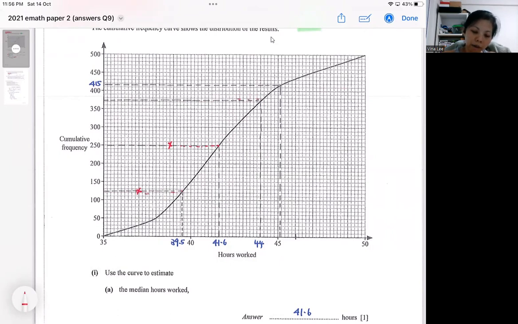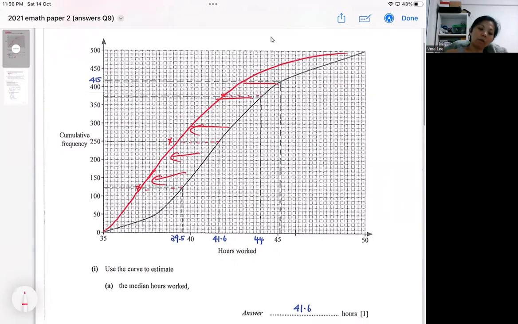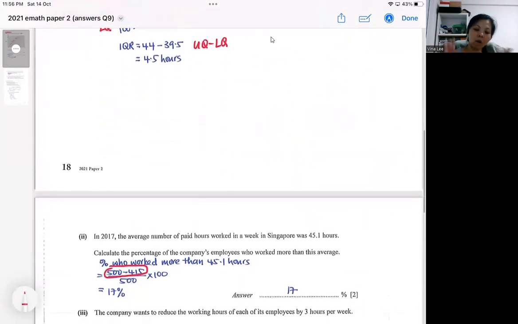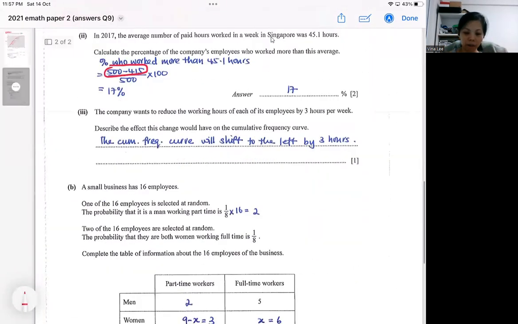So in fact, everyone will shift horizontally. It will shift to the left, but the curvature will be the same, because you have changed everything. All the data are reduced by 3, so it will shift to the left. If all the data are increased by 3, it will shift to the right.